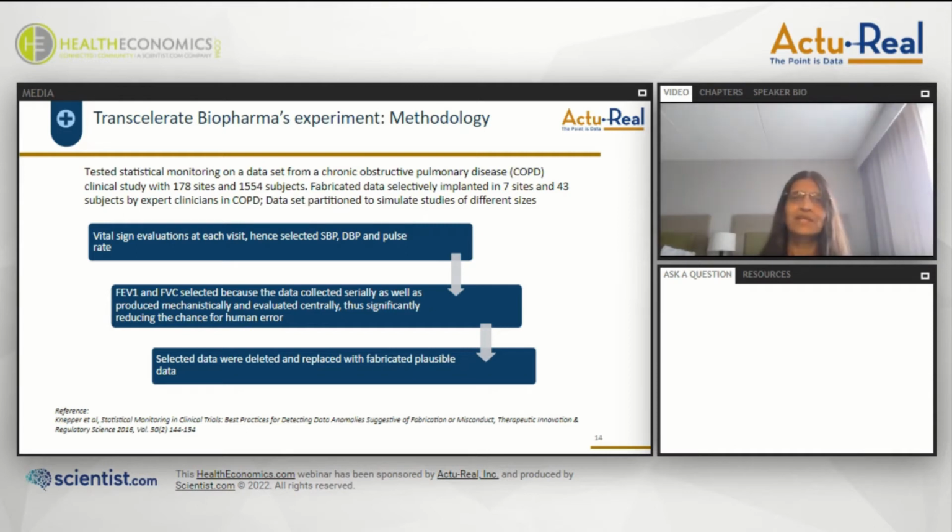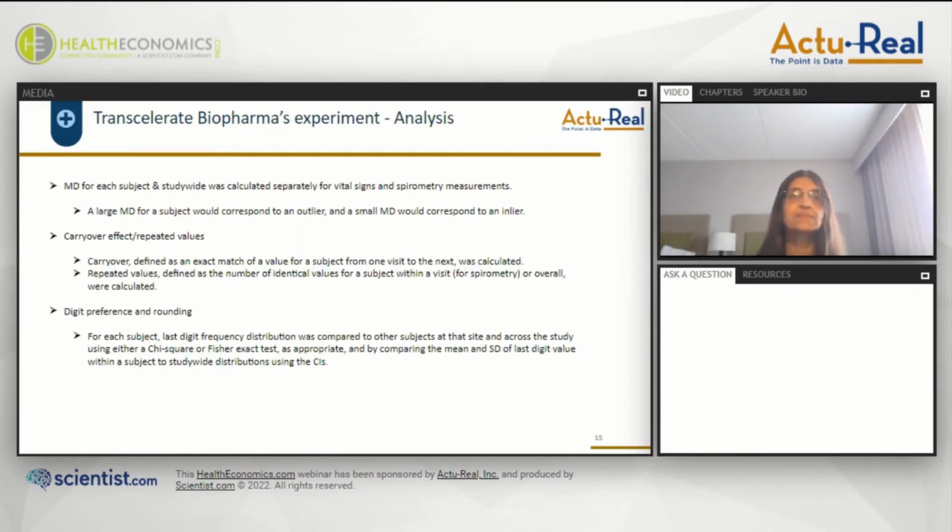Vital signs and evaluations that are there at each visit. So hence they selected SBP, DBP, pulse rate, etc. FEV1 and FVC were selected because these data were collected serially, and these are produced mechanistically and evaluated centrally. So there is less chance for human error. So essentially, they made sure they picked different types of data which were suitable to apply these methods and to test the effectiveness of the methods.